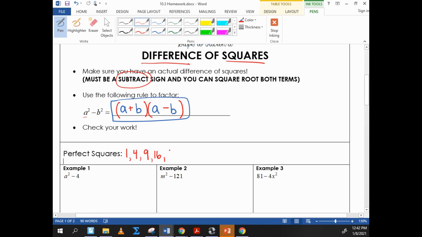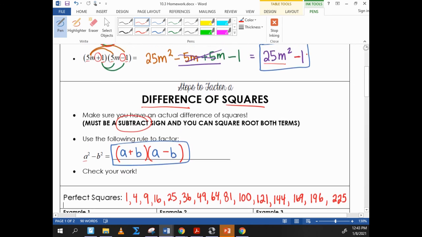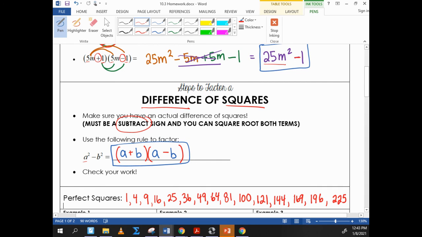4 times 4, 5 times 5, 6 times 6 is 36. 7 squared is 49. 8 squared is 64. 9 squared is 81. 10 squared is 100. 11 squared is 121. 12 squared is 144. 13 squared is 169. 14 squared is 196. And let's stop here with 15 squared is 225. These numbers are all what we call perfect squares. If you see them in your binomial, you know that you can take the square root. So we're just going to get really familiar with those, and we'll do our examples in the next video.